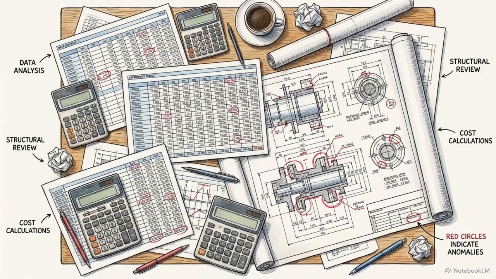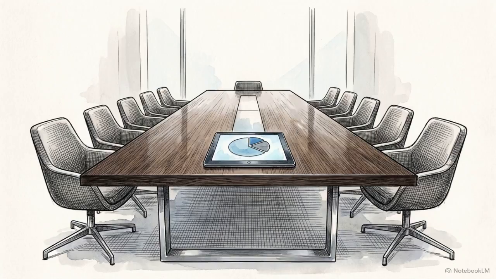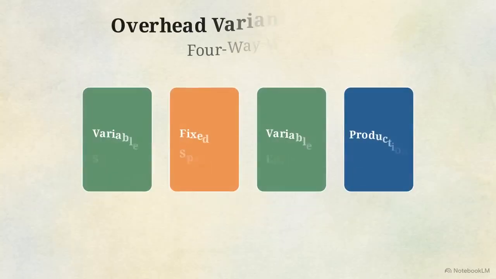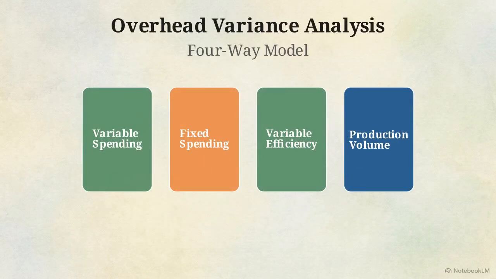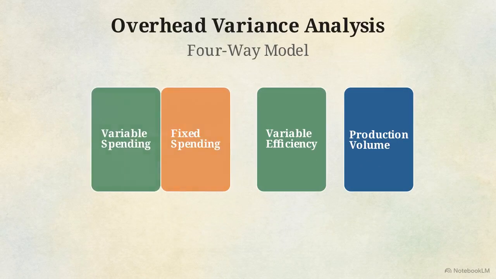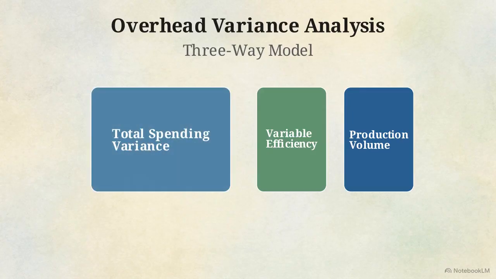The four-way variance analysis provides the necessary granular control for an accountant, but for high-level executive reporting, these details are often compressed into broader organizational metrics. In three-way variance analysis, variable and fixed spending variances merge into a single total spending variance. Efficiency and volume variances remain isolated.